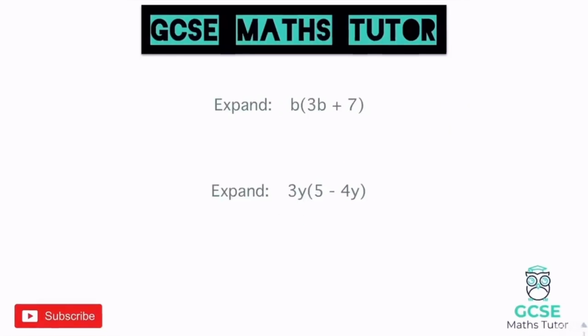On to expanding brackets. This first bracket we are multiplying everything inside the bracket by b. So b times 3b, well, not forgetting there's a 1 in front of that. 1 times 3 is 3, and b times b is b squared. On to the next one, 1b times 7. Well, 1 times 7 is 7, and there's just that 1b that we're going to leave in there, and we're just going to copy that symbol, which is a plus, so keeping that as a plus.